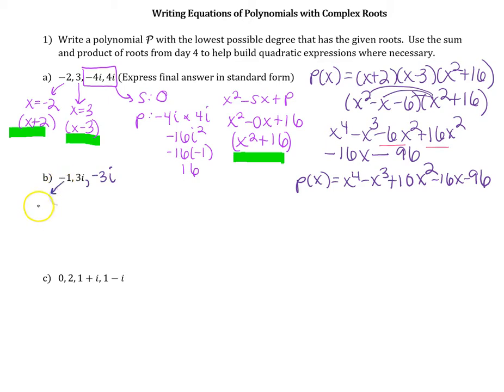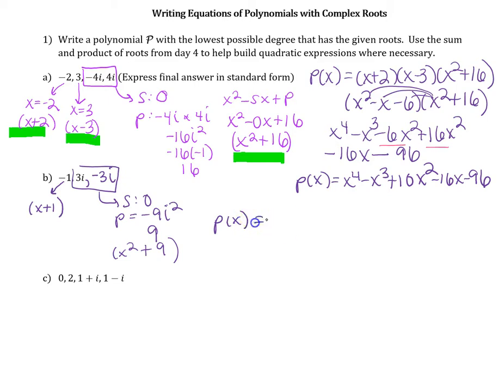Okay. A factor that would give me negative 1 as a root is x plus 1. And as far as the imaginaries go, I'm going to do the sum and product. So similar to the one above it, sum would be 0. Product would be negative 9i squared, which would then be a positive 9. So x squared plus 9 would be the factor that gives me those solutions of plus or minus 3i, because I did x squared minus the sum plus the product. So putting it all together, p of x would be x plus 1 times x squared plus 9.